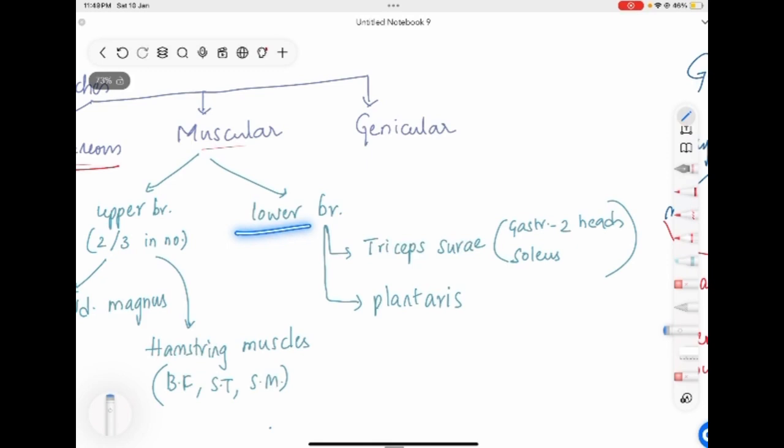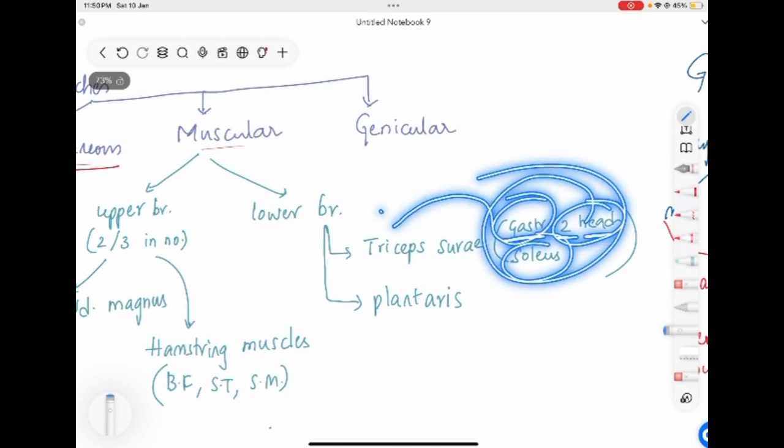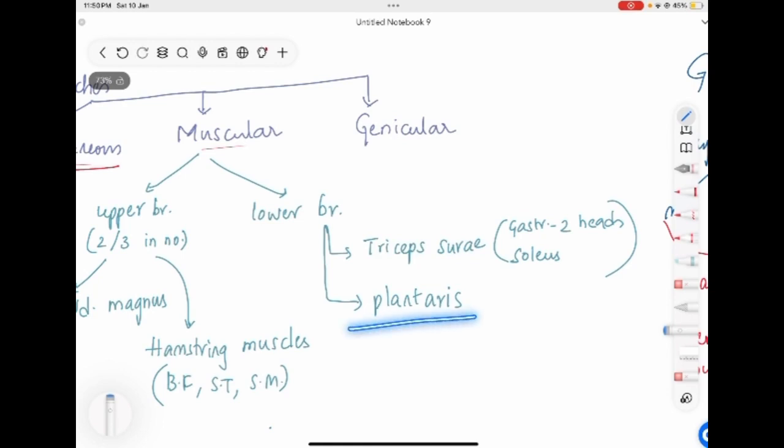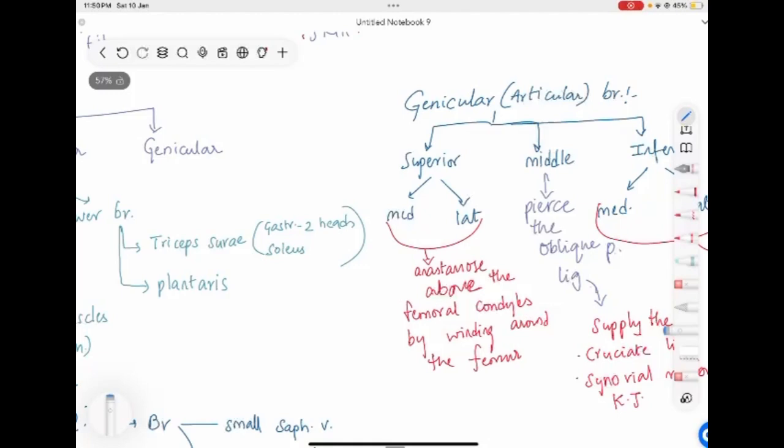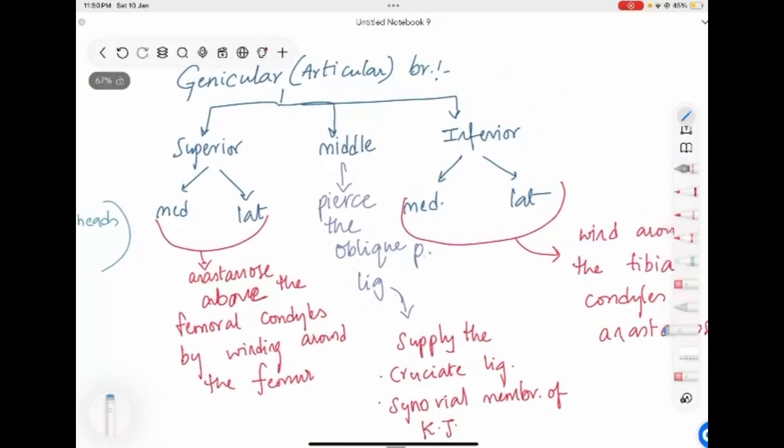The lower branch supplies the triceps surae, which is the two heads of the gastrocnemius and the soleus. These three form the triceps surae. Okay. And then we have the plantaris. It also supplies the plantaris. Then we have the genicular branch.